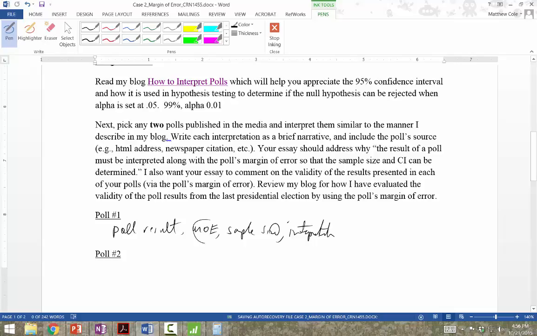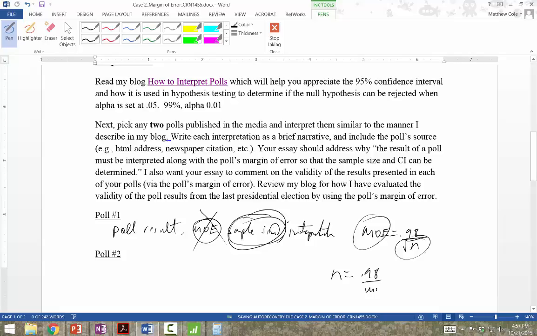If you're given the margin of error, you know how to determine the sample size, right? The margin of error equals 0.98 divided by the square root of the sample size. If you're given the sample size but not the margin of error, well then just solve for the margin of error. To solve for n, right, n equals 0.98 divided by the margin of error, squared. And then interpret by giving me the confidence interval and then interpreting the results.